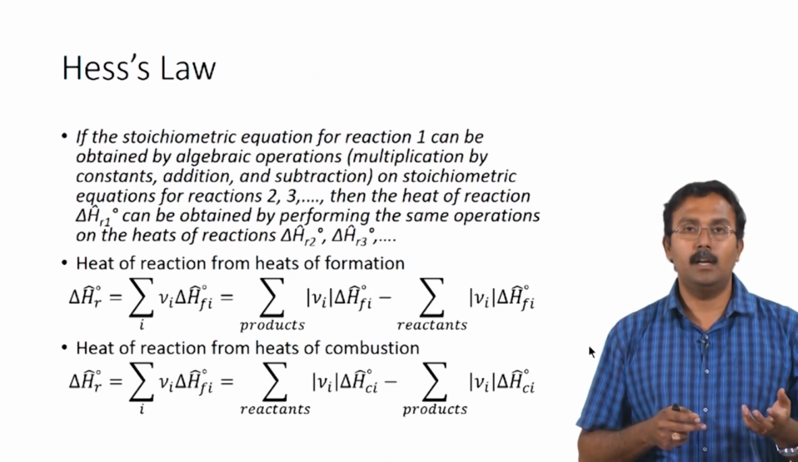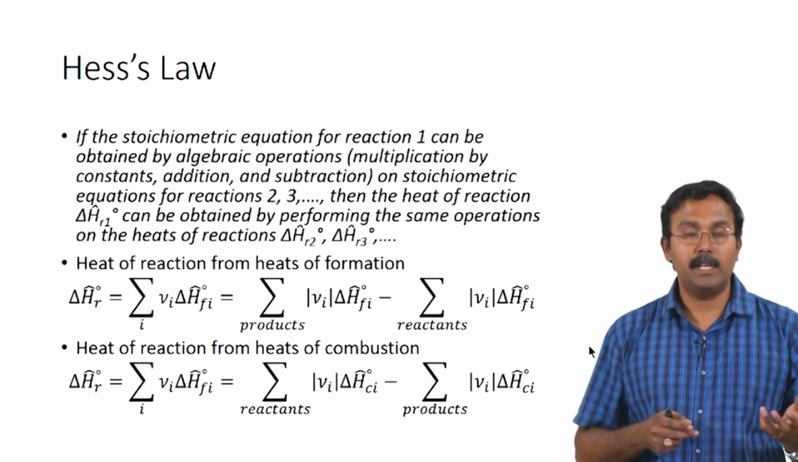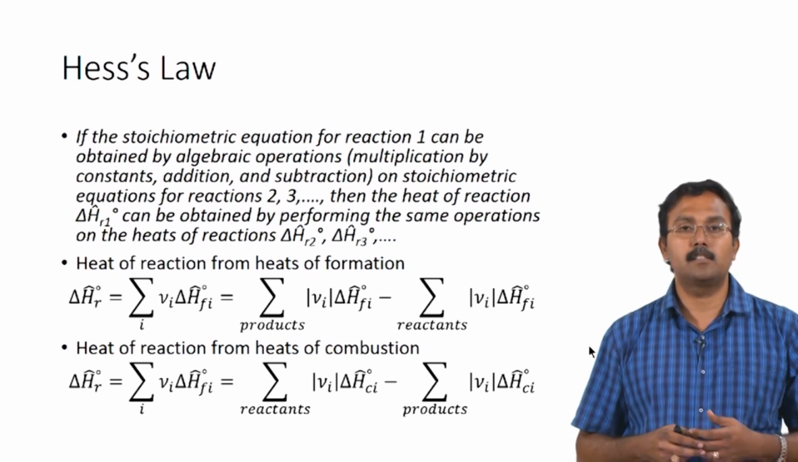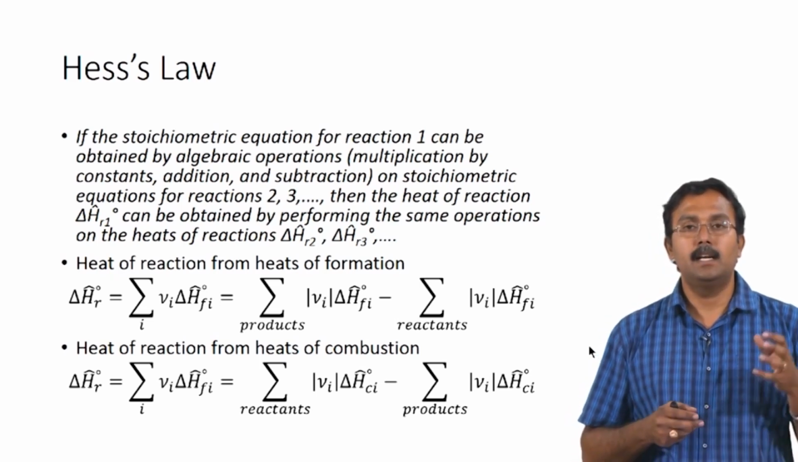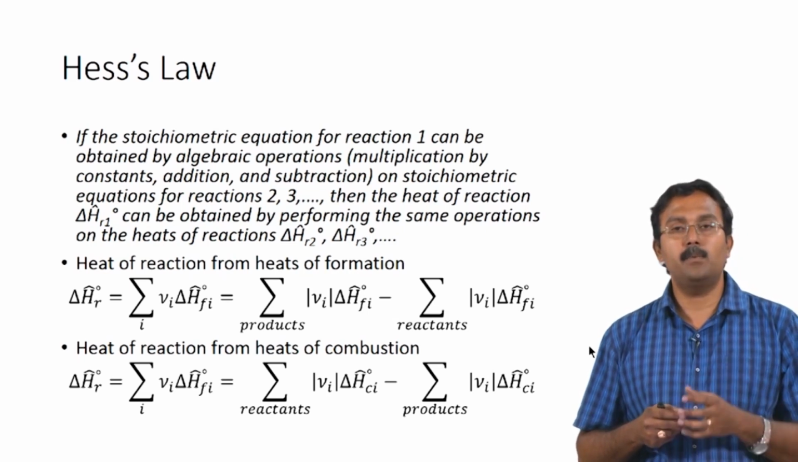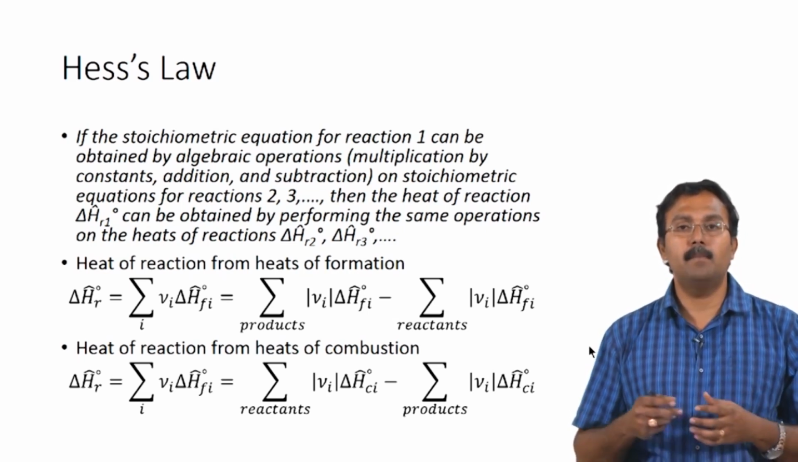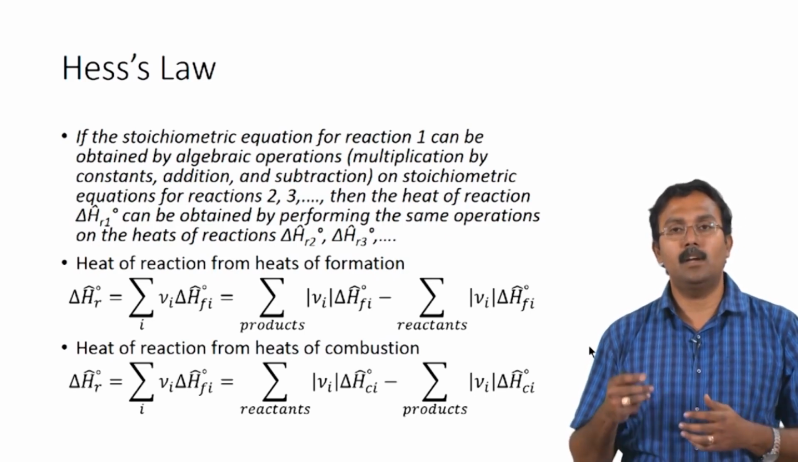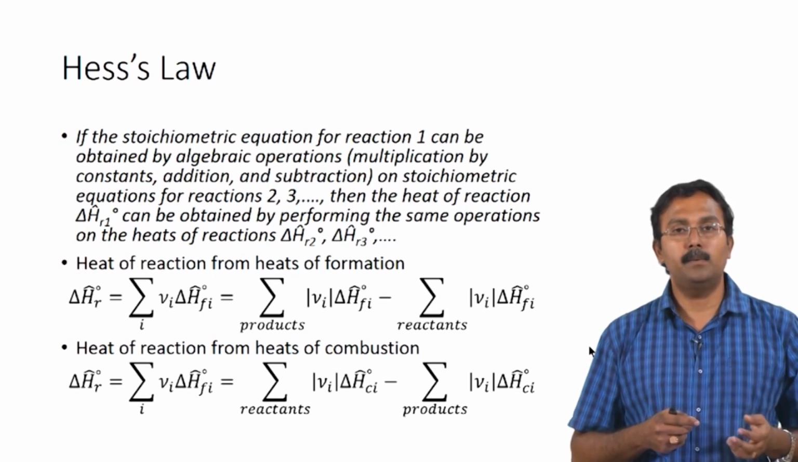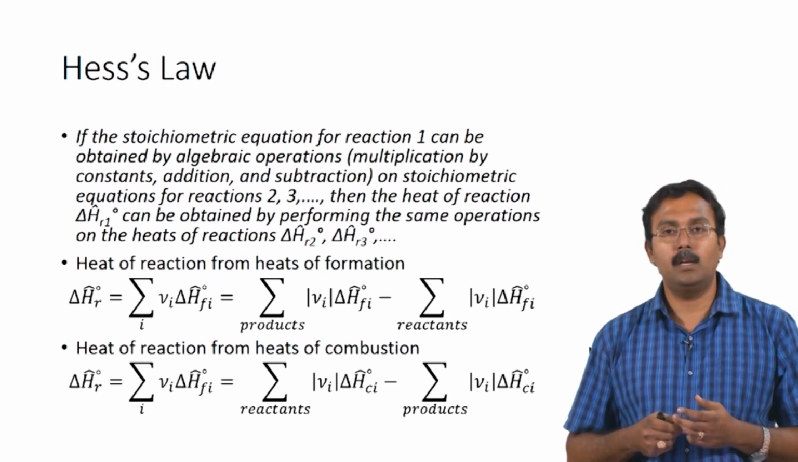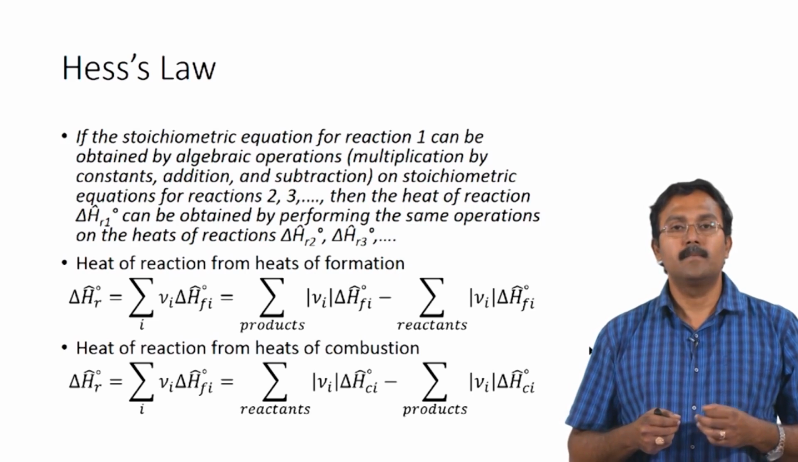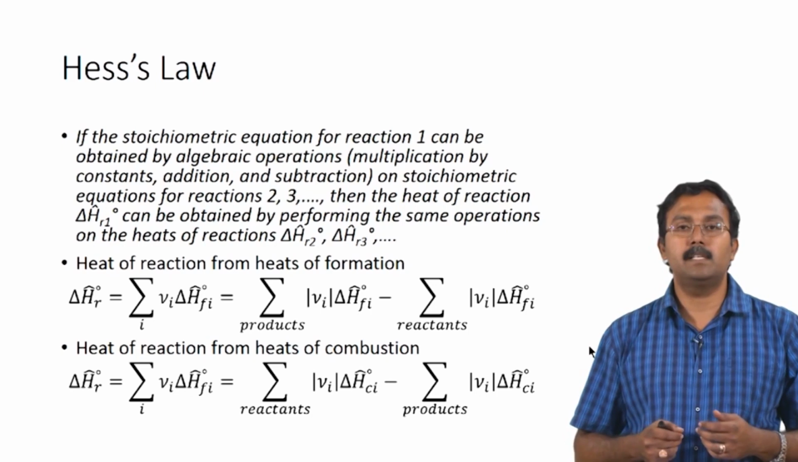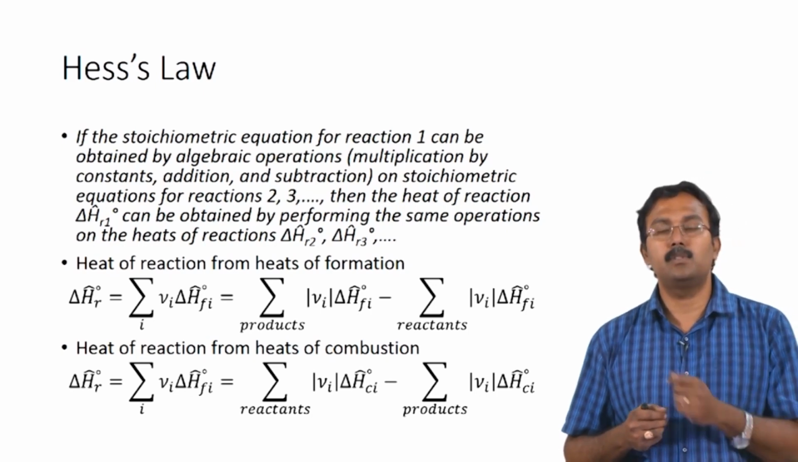So, when we calculate heat of reaction from heat of formation and heat of combustion, we are actually applying Hess's law. Hess's law states that if the stoichiometric equation for reaction 1 can be obtained by algebraic operations, which could be multiplication by constants, addition and subtraction, on stoichiometric equations for reactions 2, 3 and so on, then the heat of reaction for reaction 1 can be obtained by performing the same operation on the heats of reaction for reactions 2, 3 and so on.